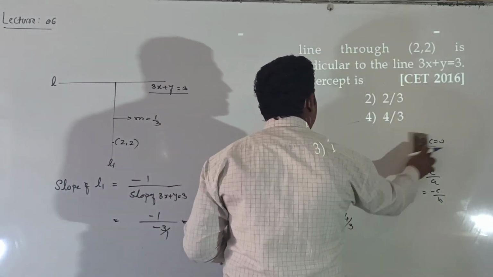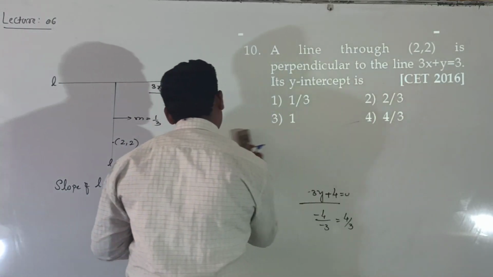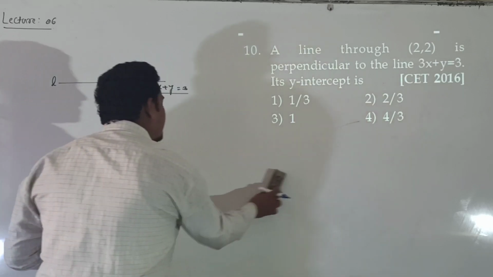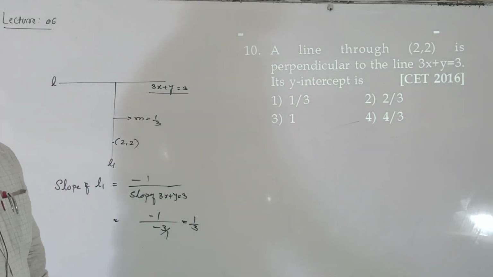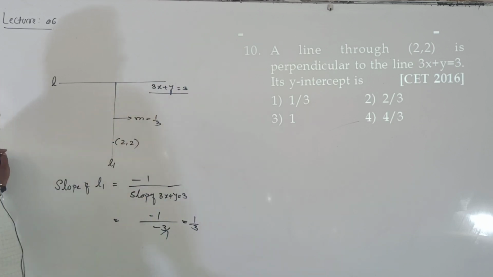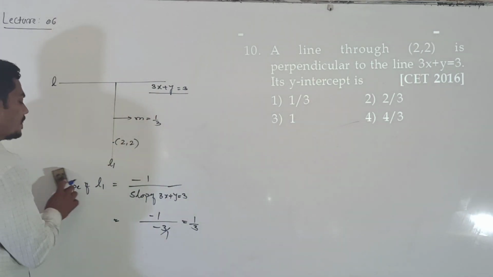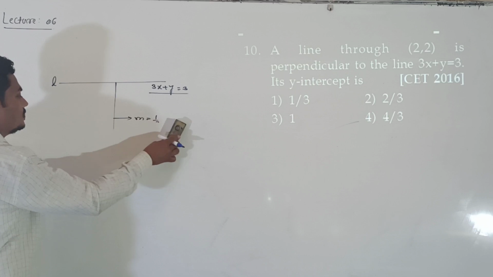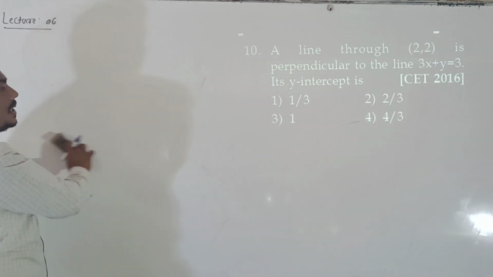First find the equation, then write its y-intercept. For finding the equation we need one point and its slope. One point they have already given. By using the given equation write its slope. Next question.